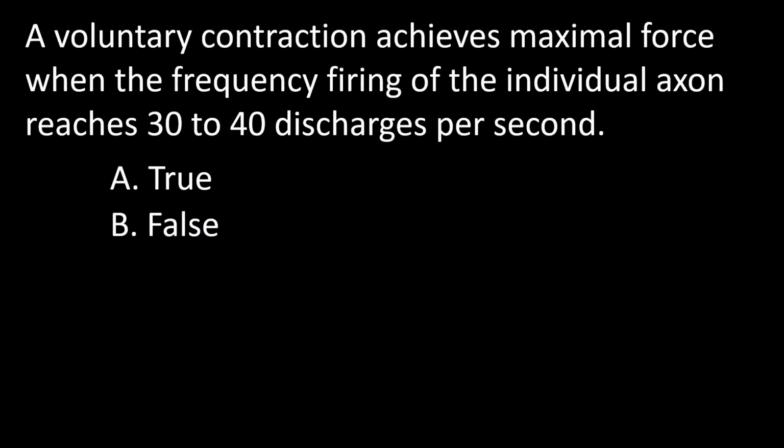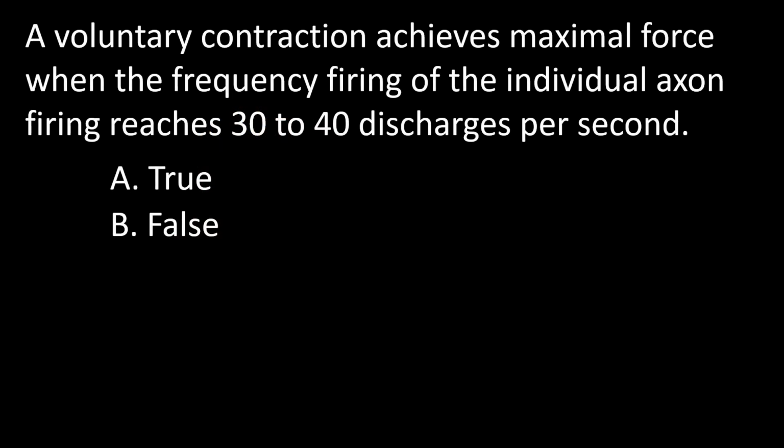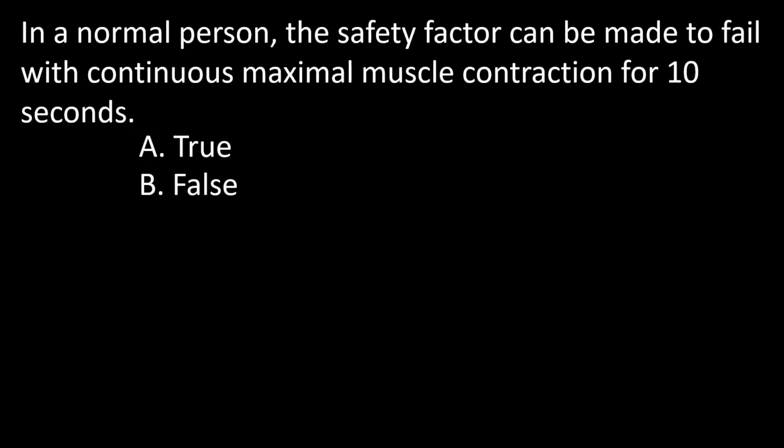Next question. A voluntary contraction achieves maximal force when the frequency firing of the individual axon reaches 30 to 40 discharges per second. A true, B false. At maximal contraction, axonal discharges occur at 30 to 40 times per second. So the answer to this question is true, A. Next question. In a normal person, the safety factor can be made to fail with continuous maximal muscle contraction for 10 seconds. A true, B false.